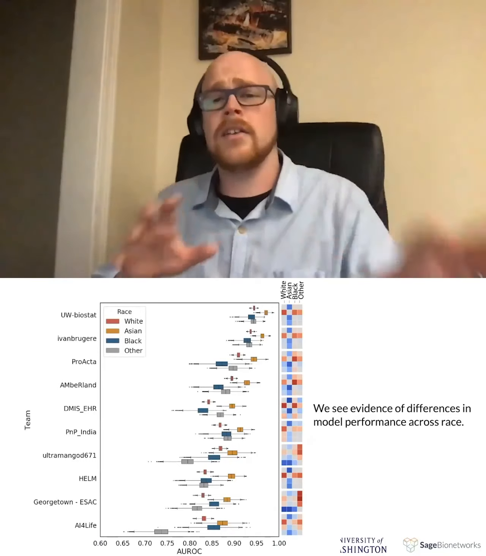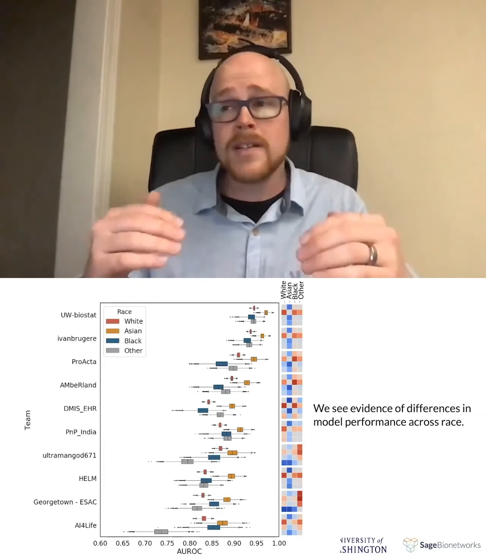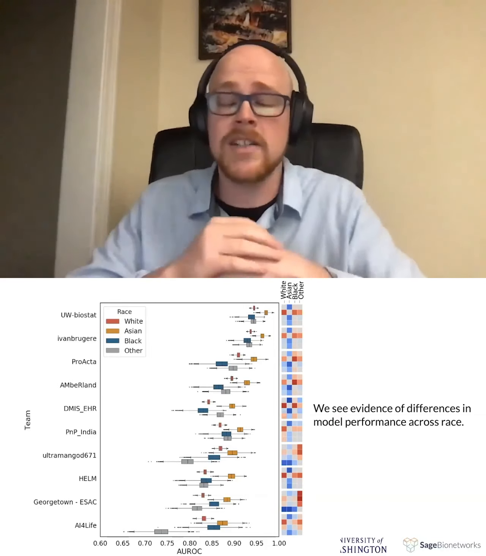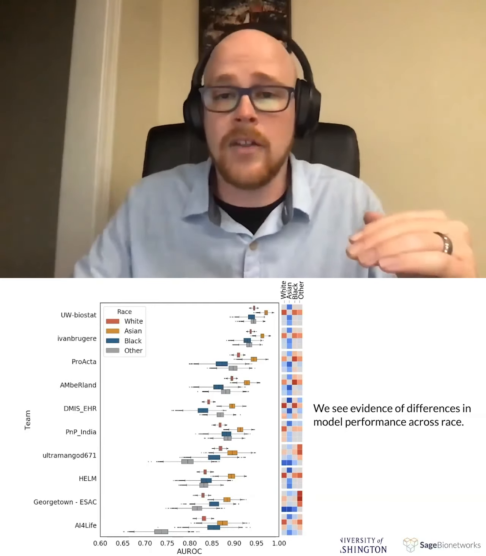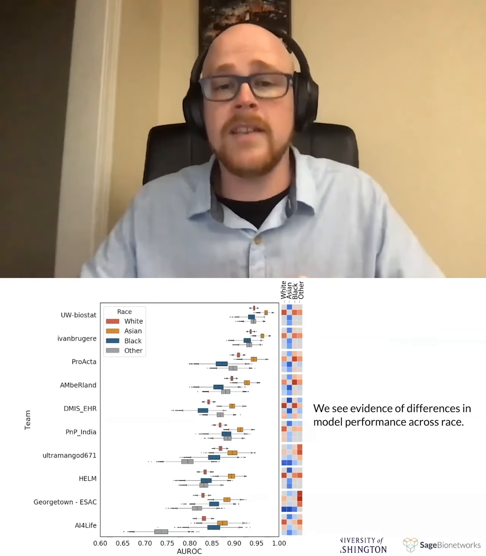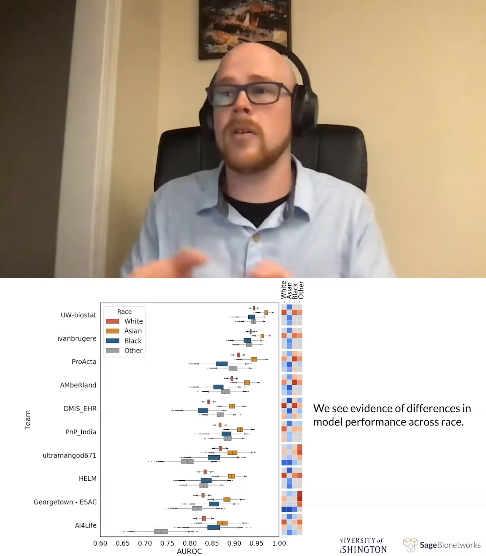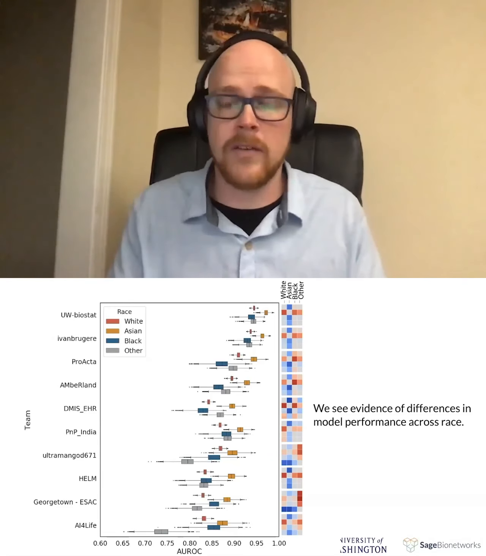So what you're looking at here is the Bootstrap distribution of the top 10 models broken down by race. And we're looking at how they perform across each of these 4 race groups. So we looked at white, Asians, Blacks, and other. And so what you can see is across the board, there's a lot of evidence that models perform better on the Asian population than on the other groups of patients.